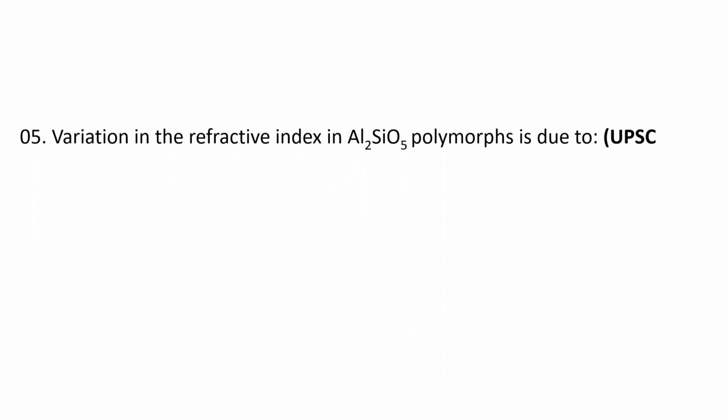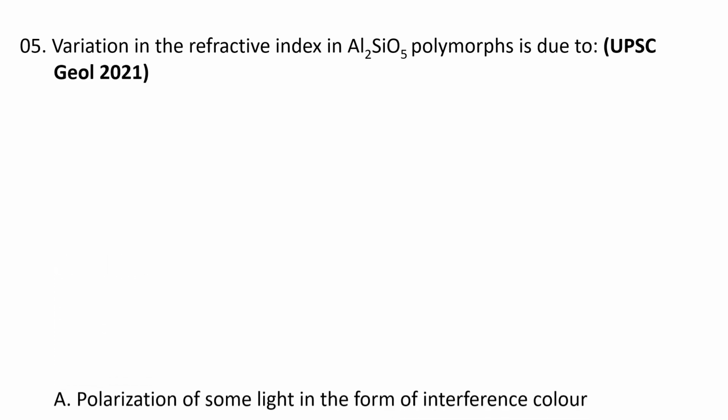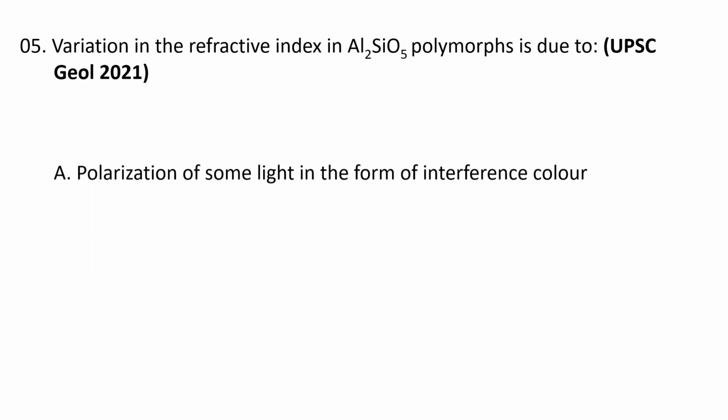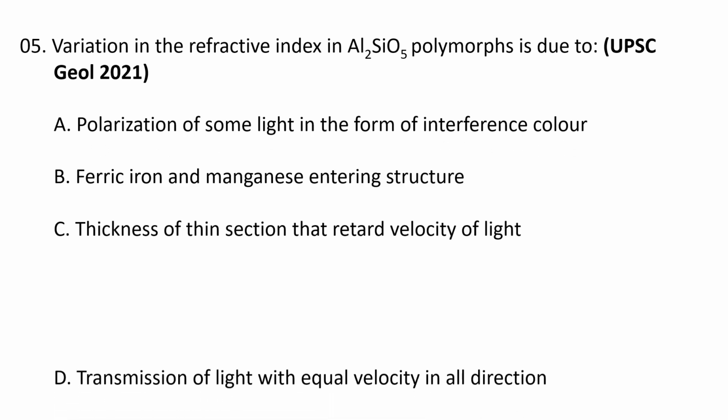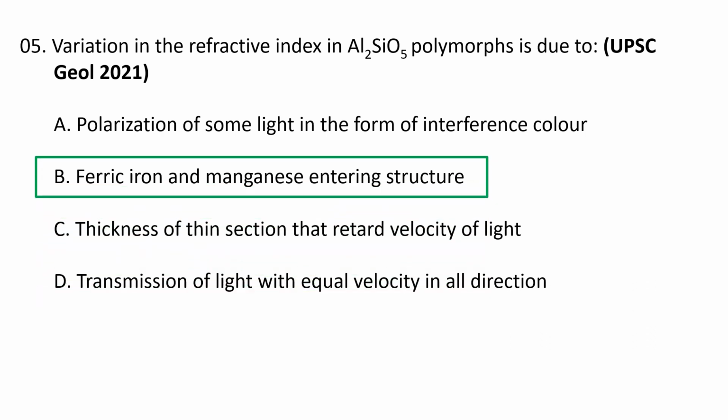Fifth question. Variation in the refractive index in aluminosilicates, that is Al2SiO5 polymorphs, is due to A. Polarization of some light in the form of interference color, B. Ferric ion and manganese entering the structure, C. Thickness of thin section that retards velocity of light, and D. Transmission of light with equal velocity in all directions. So correct answer is ferric iron and manganese entering the structure.